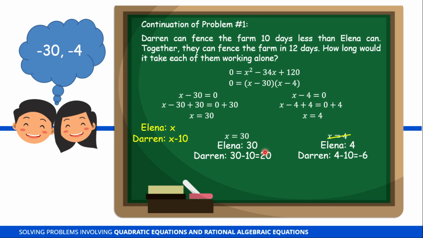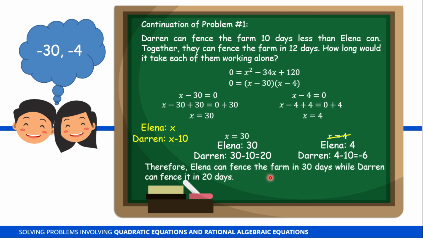Okay? So, ang gamitin natin na sagot para sa ating problem ay yung 30 para kay Elena and kay Darren naman ay 20 days. Therefore, Elena can fence the farm in 30 days while Darren can fence it in 20 days. Let's proceed to our second problem.